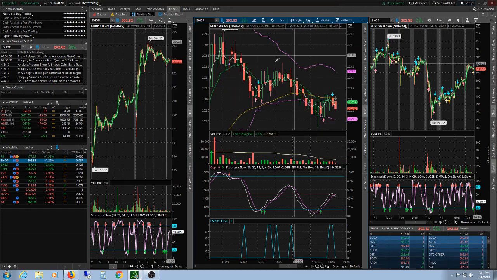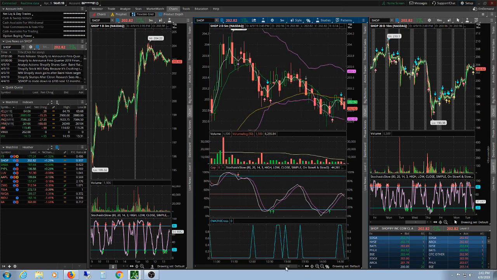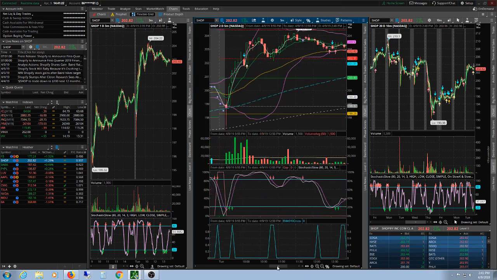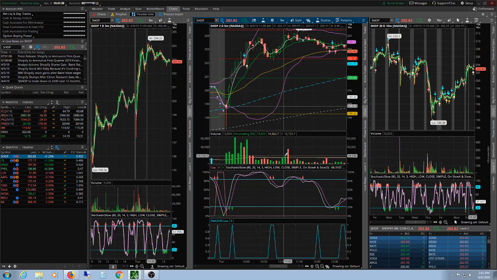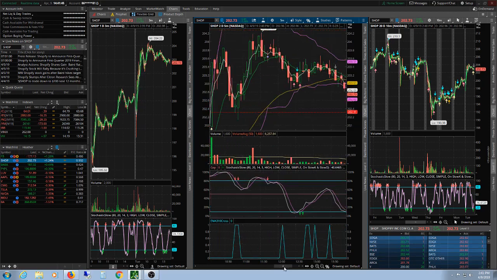So Shop. Right here, this initially would have looked like a good entry for puts. Long tail, or long wick, and it was right at resistance, right at a pivot point. Bearish engulfing candle, but it didn't follow through. So that would have been a loss there. This would have been a nice bounce if there would have been some kind of reversal signal, but there wasn't. And now we're past 11 o'clock here. So that's it for Shop.